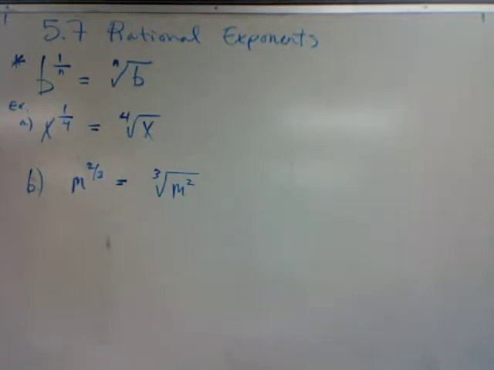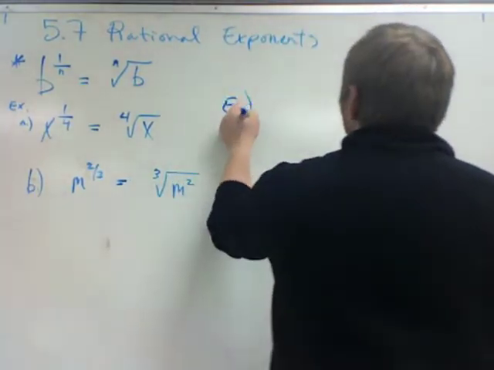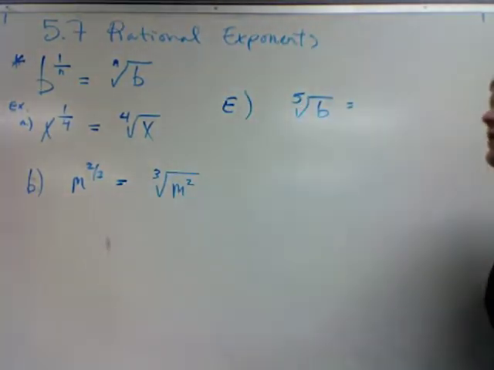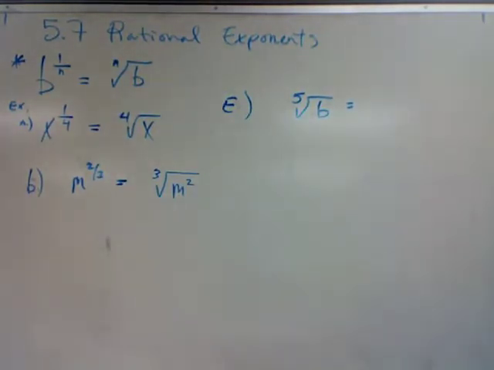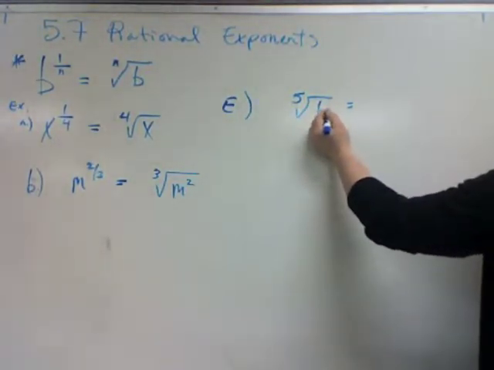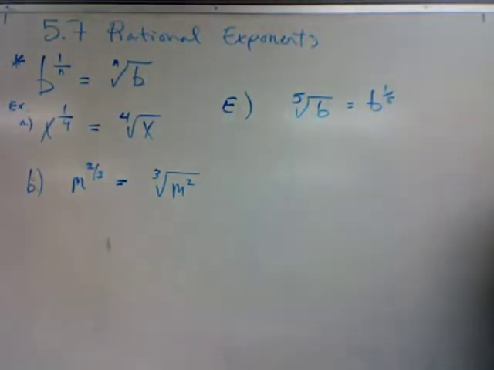Some problems. Let's say that we had the 5th root of b, and I want to write it the other way, as a rational exponent. Obviously, the power here is just b to the 1st, so it's just b to the 1/5.